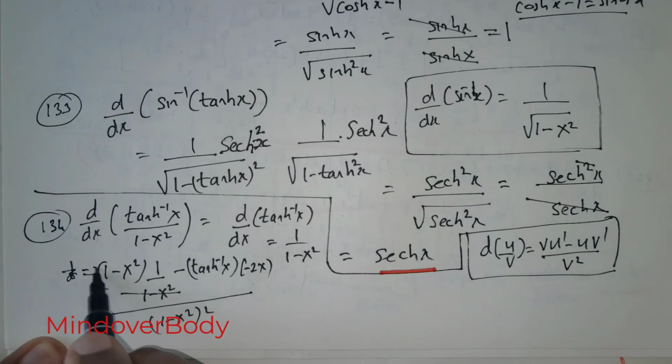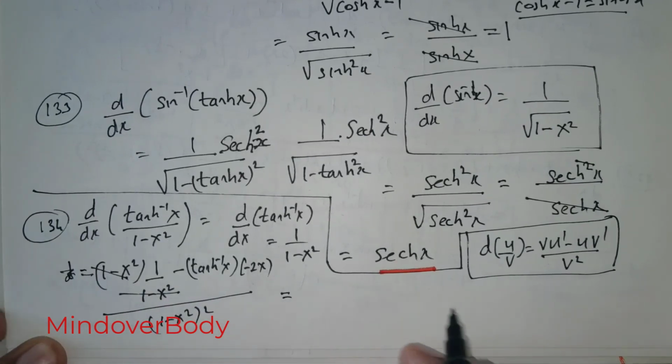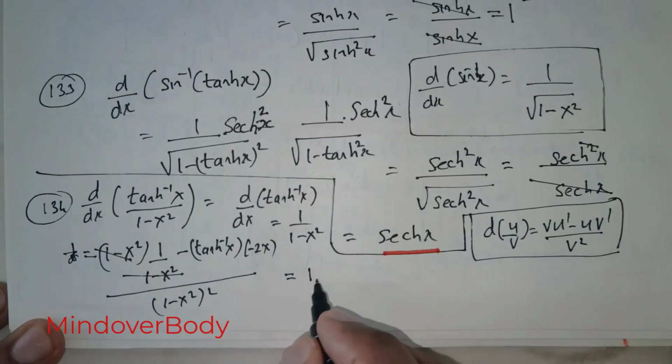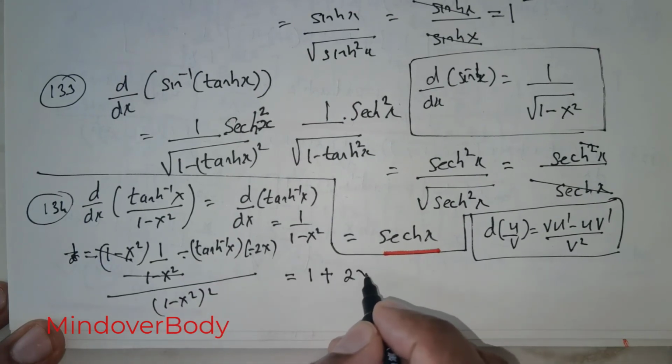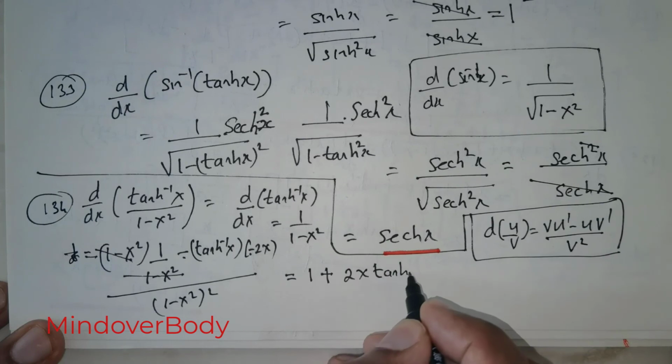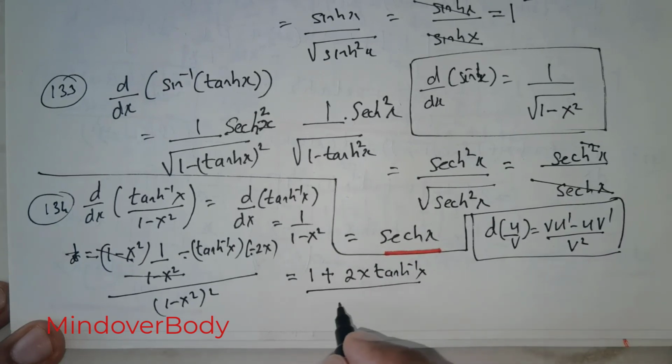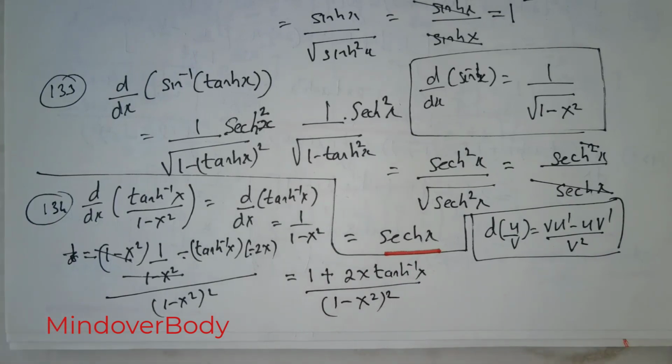Now clearly 1 minus x squared and 1 minus x squared can be cancelled, giving me 1, followed by negative negative, which is positive. That's going to be 2 times x hyperbolic tan inverse of x divided by 1 minus x squared raised to the power of 2. So this is what I've got.